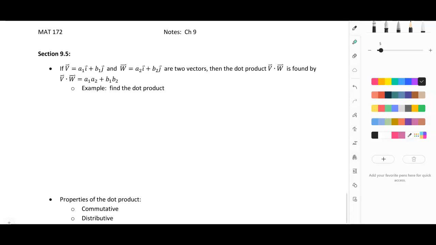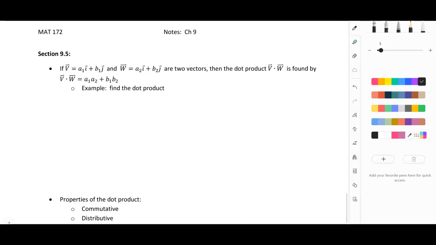In this section, we're going to talk about something called the dot product and how we can use the dot product to help us solve some physics problems. So let's get started. Let's say we have two vectors and we're talking about things in two dimensions, so i and j, but we could branch this out to multiple dimensions.